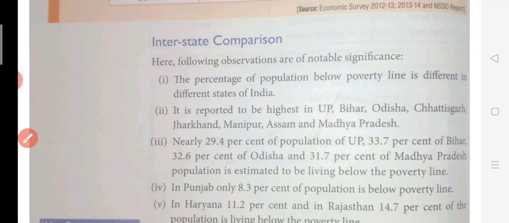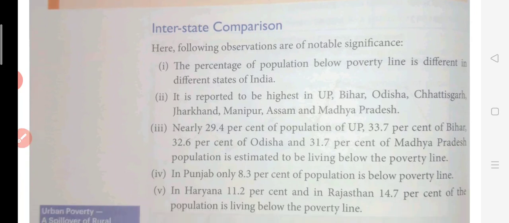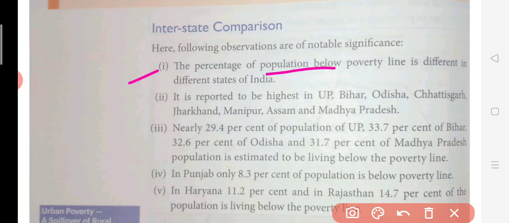Now interstate comparison. So what is interstate comparison? Interstate means you will have to compare. There are many states in India and you will have to compare here. So the percentage of population below poverty line is different in different states of India. So in India we know that already so many states are there, the condition of some states is good, the condition of some states is bad.